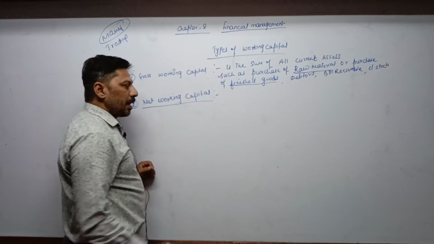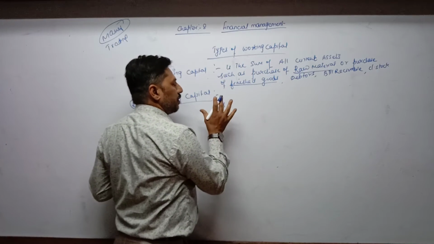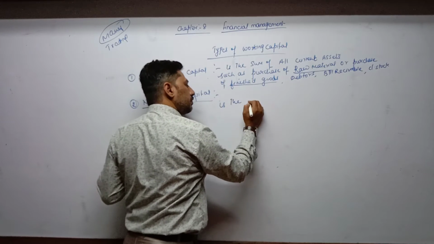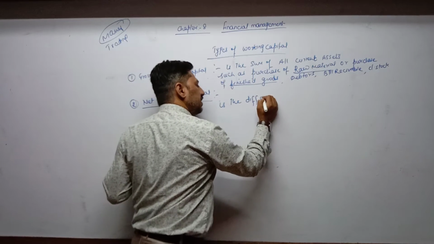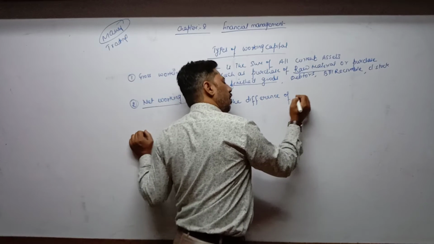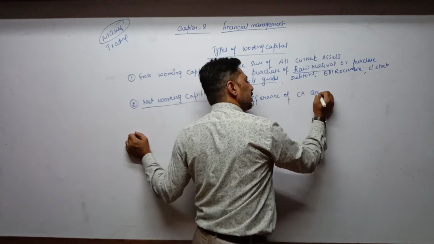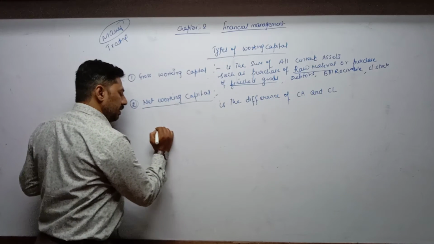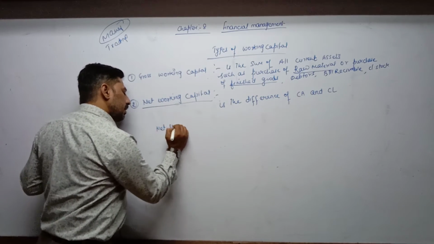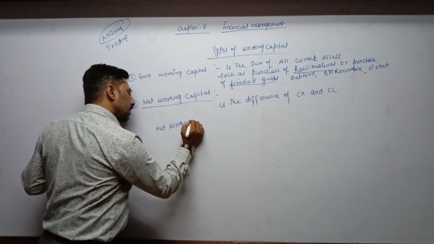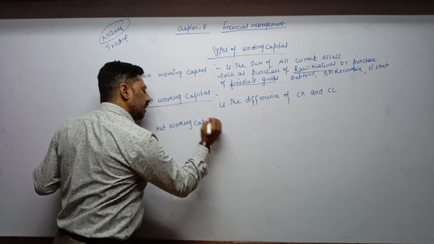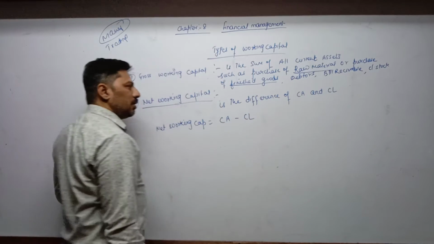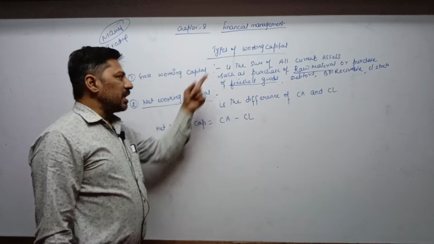Now what is net working capital? Net working capital is the difference, which we have already done in the definition of working capital. It is the difference of current asset and current liability. Means net working capital is equal to current asset minus current liability. So simply we can say that this is working capital.